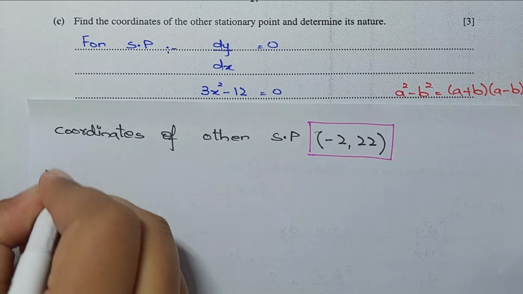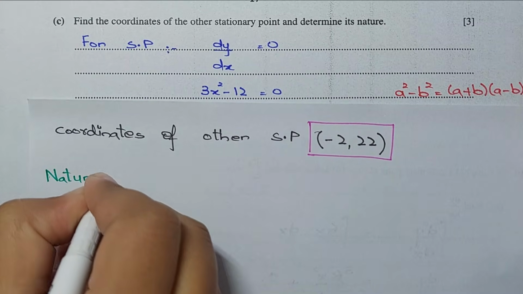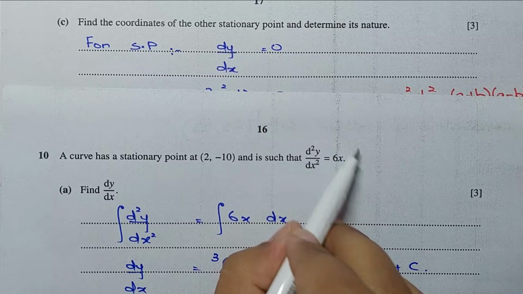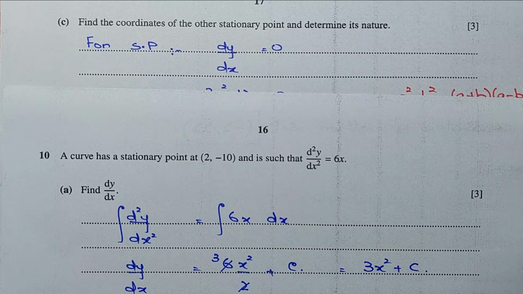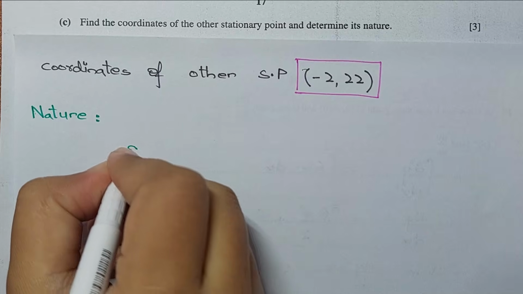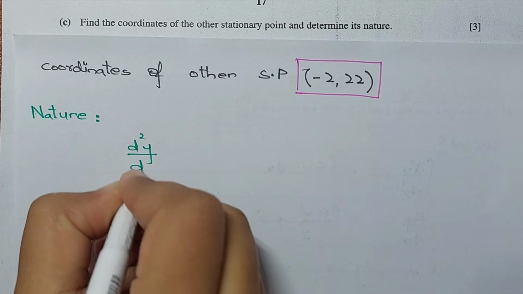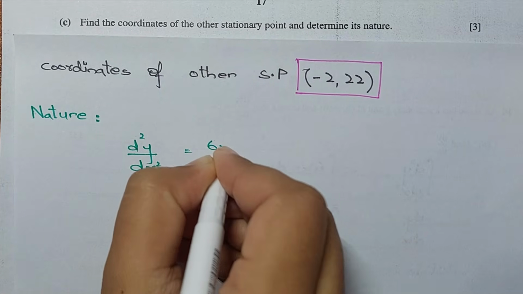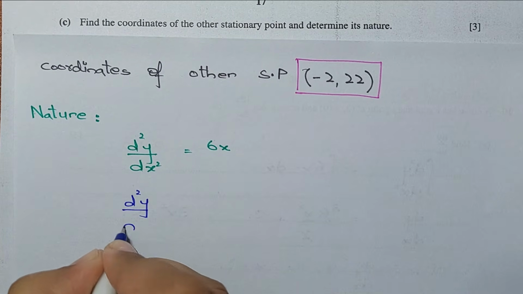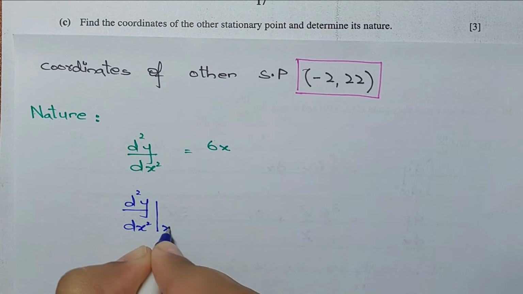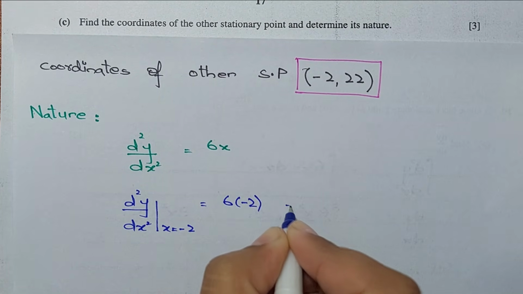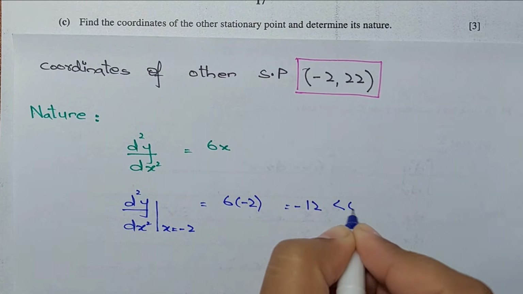For nature, we have to substitute the stationary point into the second derivative. As we have given the second derivative in the question, which is 6x. For nature, let me write this down. d2y over dx square is equal to 6x. Now we can find d2y over dx square at x equals negative 2. So 6 times minus 2 is minus 12, this is less than 0.